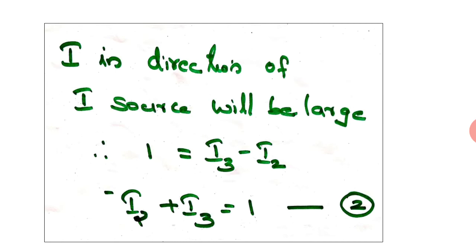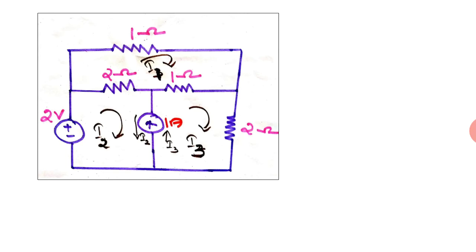Then the next thing is, while we are assuming the current, we know that we had assumed the direction of I2 as this direction and I3 as this direction. Then we have here 1 ampere. One equation is formulated by considering this mesh as a supermesh. In order to formulate the second equation, we will write the equation for this current source. That is, here the current is 1 ampere.